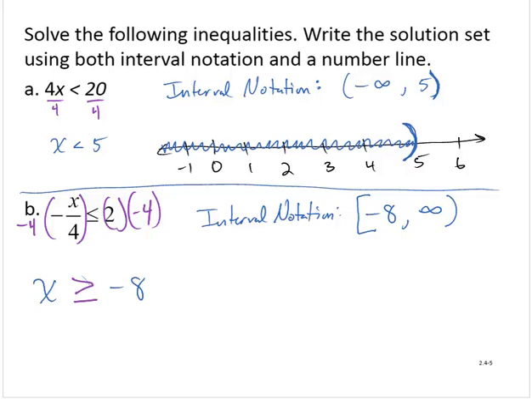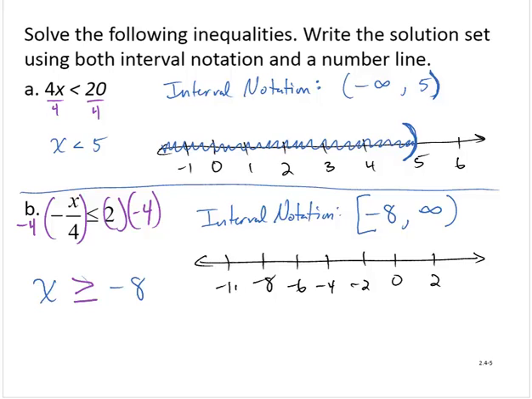As far as the number line, let's put some scale on this. The solutions are to the right of negative 8, so we shade the number line to the right of negative 8. And we place a bracket at negative 8 in the direction of shading.